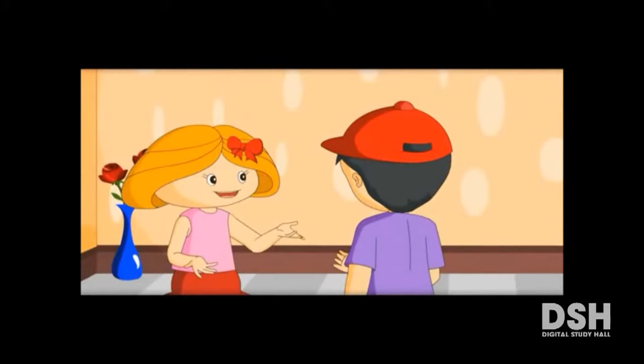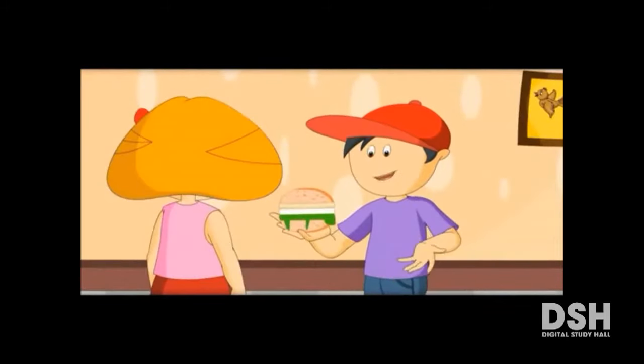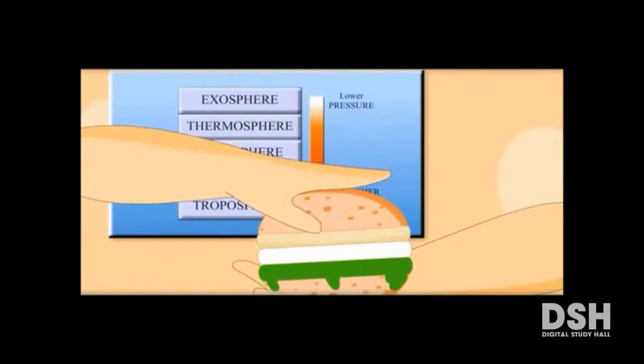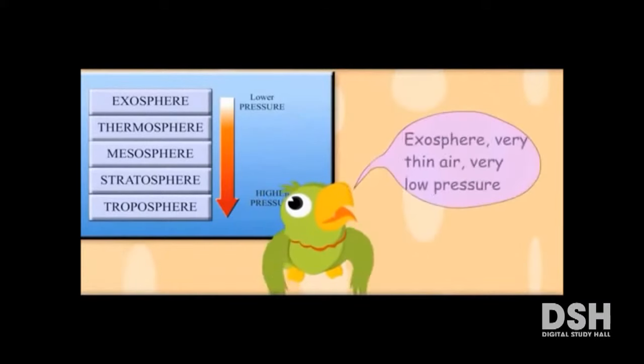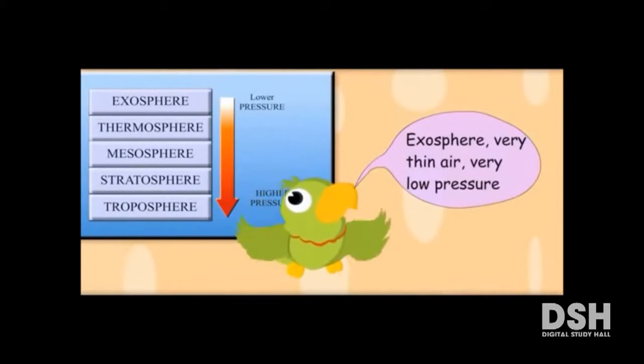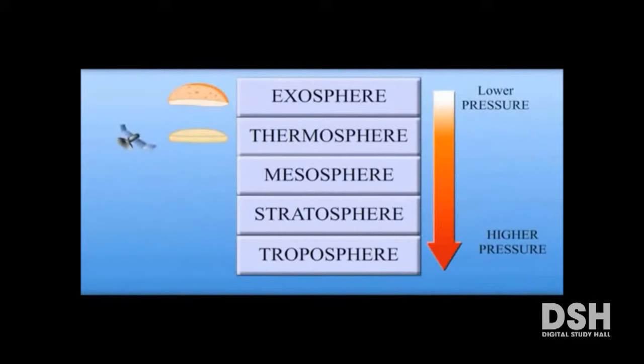There are 5 layers of atmosphere, like 5 layers of this burger. This is the top layer. Air is very thin here. Exosphere? Very thin air. Very low pressure. This is called thermosphere. So satellites fly in this layer.